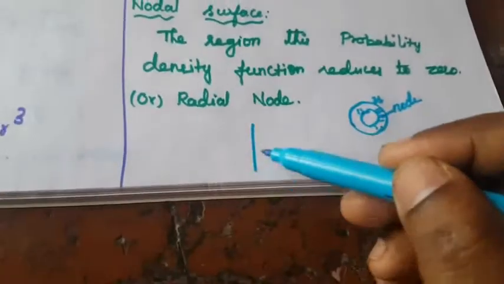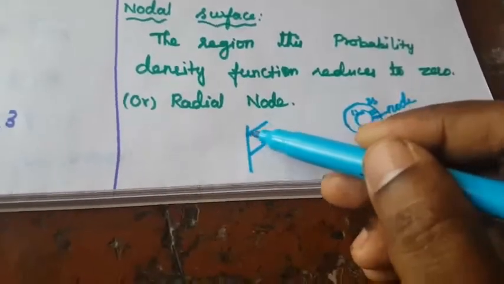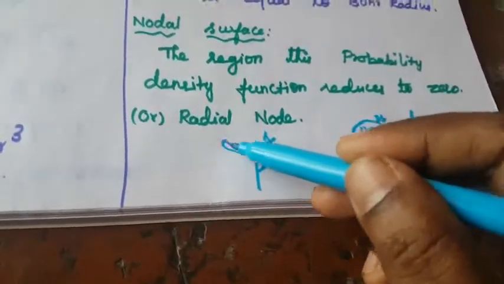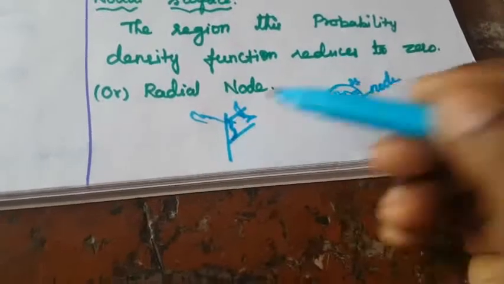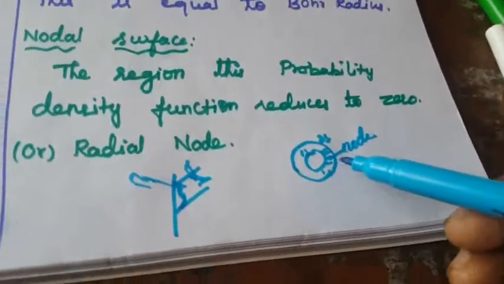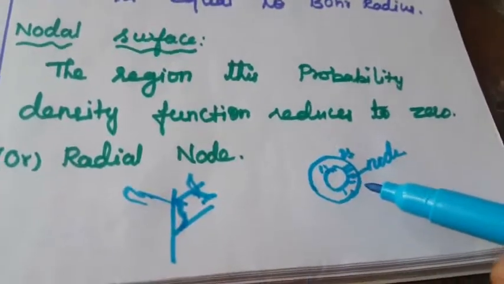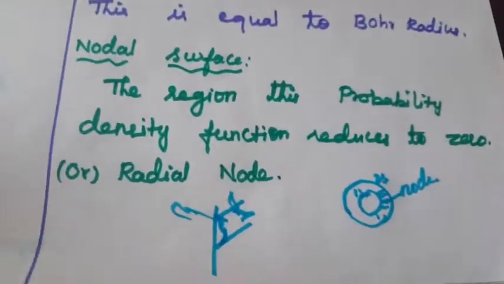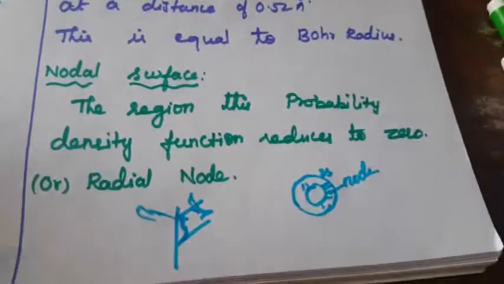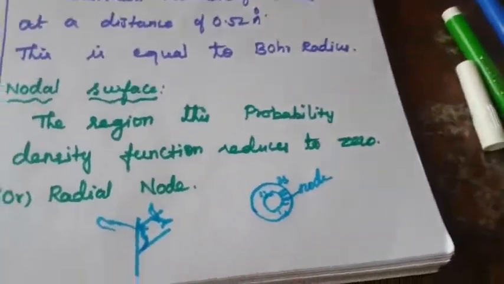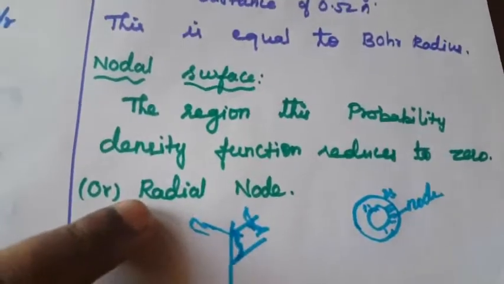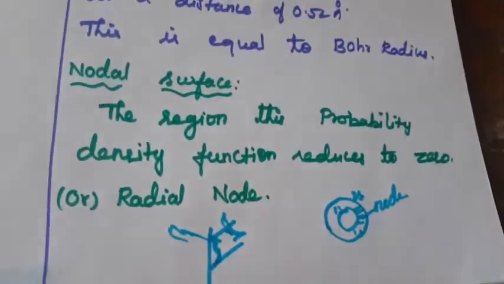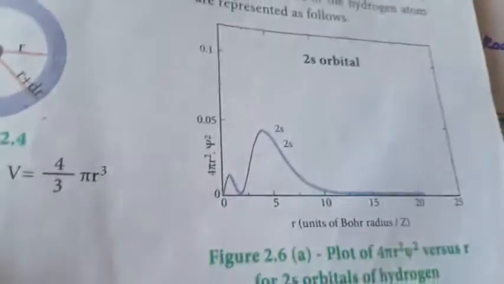What is meant by node? In a plant, there is some space between two branches, right? That space is the node. In the same way, between the 1s orbital and the 2s orbital, the space is called a node. From this we can understand that the radial node will be obtained. The nodal surface is otherwise called the radial node. From this radial surface we can understand the 1s and 2s orbitals.